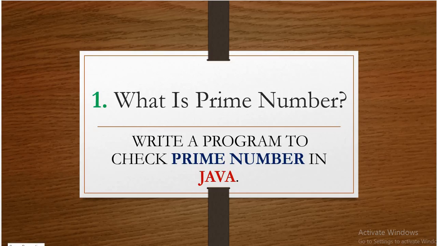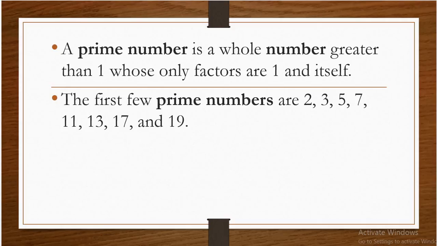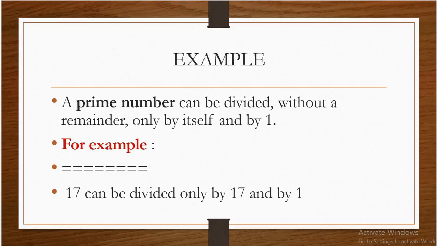First I will start from core Java basics, and I will show what a prime number is and how we write the code in Java. What is a prime number? A prime number is a whole number greater than 1 whose only factors are 1 and itself and not any other number. The first few prime numbers we can see here on screen: 2, 3, 5, 7, 11, 13, 17 and 19. A prime number can be divided without a remainder only by itself and by 1. For example, 17 can be divided only by 17 and 1. No other number gives remainder 0.